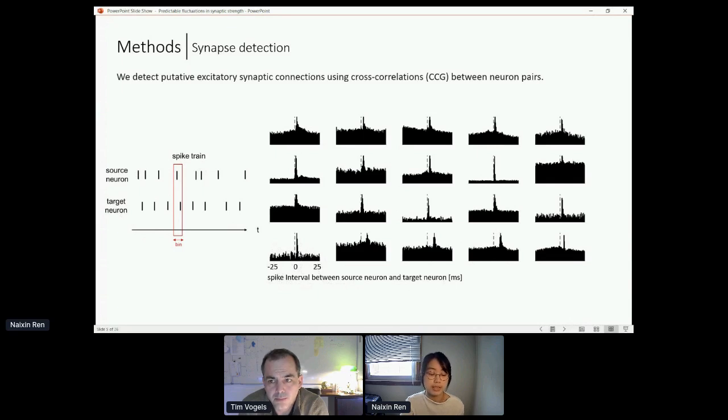For example, if you see a peak around, let's say, 2 milliseconds here, then this means that the target neuron is more likely to fire 2 milliseconds after the source neuron fires. And that may indicate that there is a putative excitatory synaptic connection from the source neuron to the target neuron. So this is how we detect synapses using the spike data.